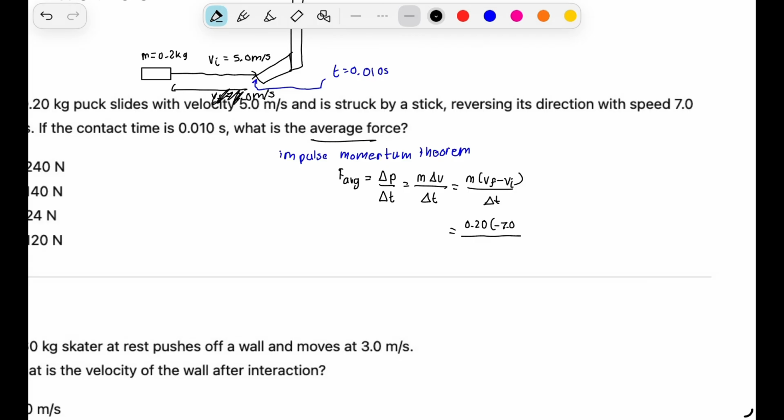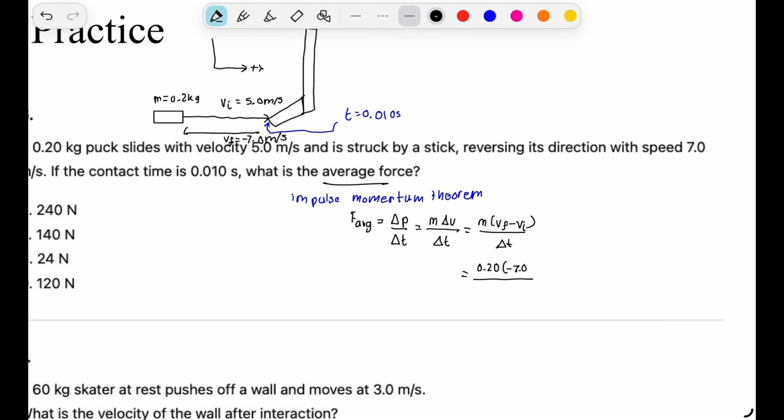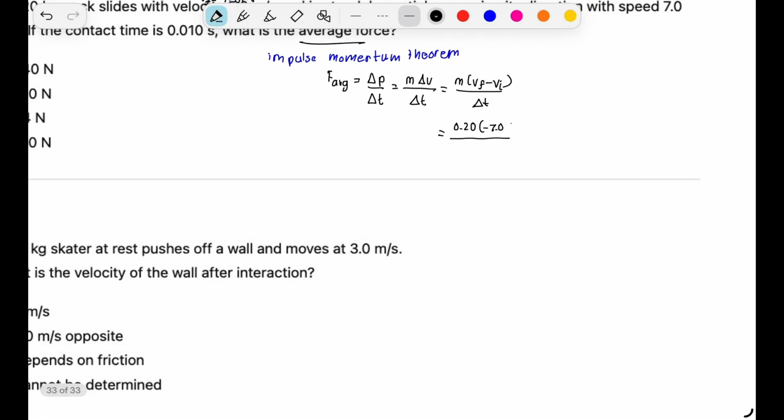We should actually mark this as Vf negative 7 because it's moving in the negative direction, because we're going to find positive x to be that way and positive y to be up. So that's negative 7.0 minus 5.0, divided by 0.010. So that's equal to negative 240 newtons. But if we want the magnitude of that, we just look at the number.